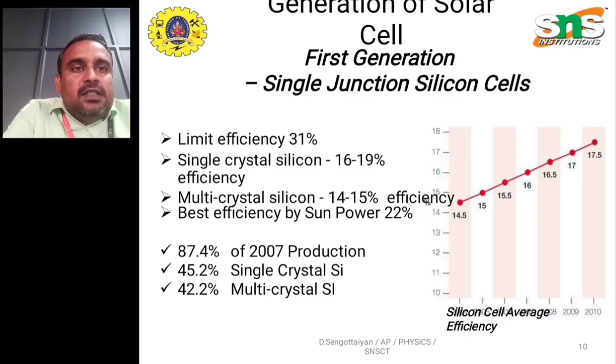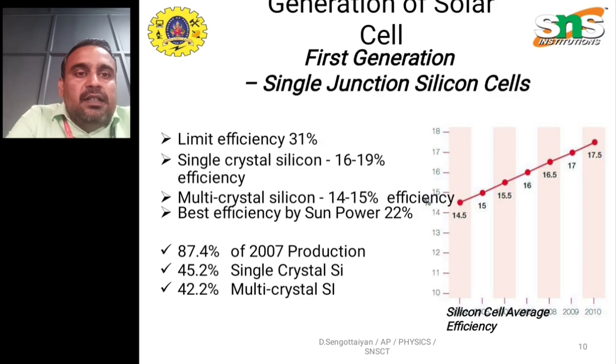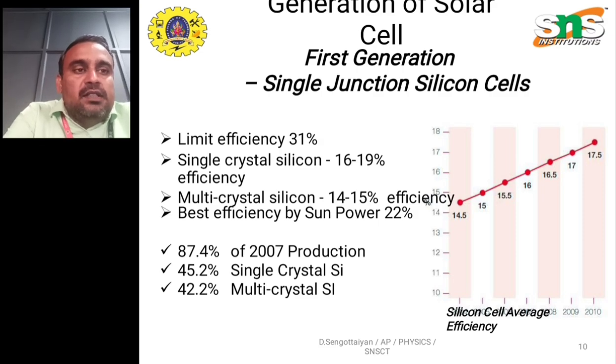Then the next, first generation single junction silicon solar cells. Then the efficiency 31%, and then the silicon efficiency, then the multi-crystal silicon efficiency. Next, different types of silicon materials, single crystalline silicon and multi-crystal silicon materials are used.